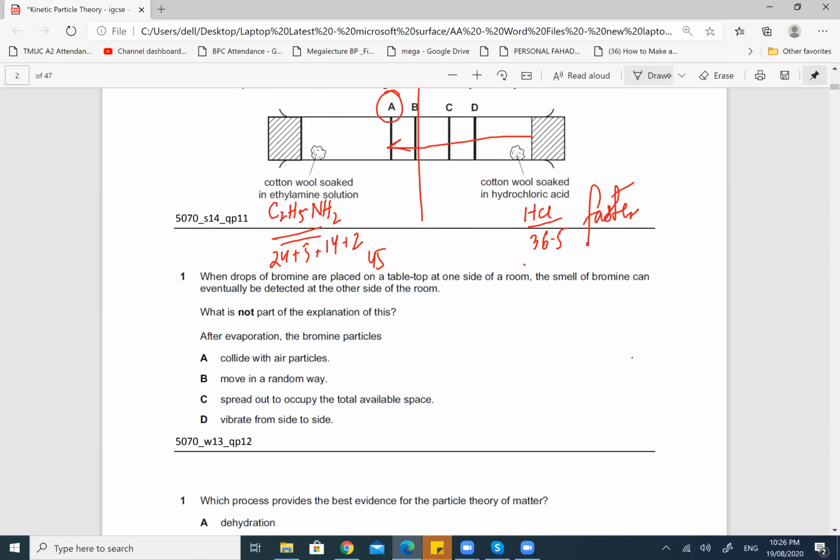Now next one. When drops of bromine are placed on a tabletop at one side of a room, the smell of bromine can eventually be detected at the other side. What is not part of the explanation of this?